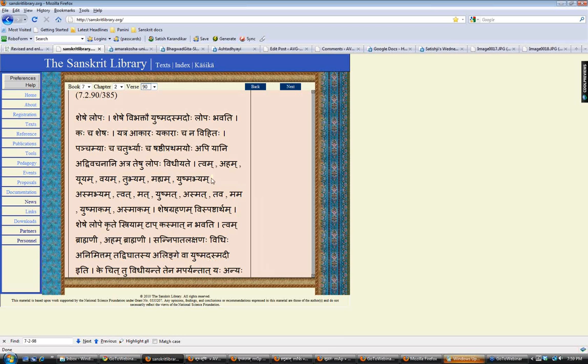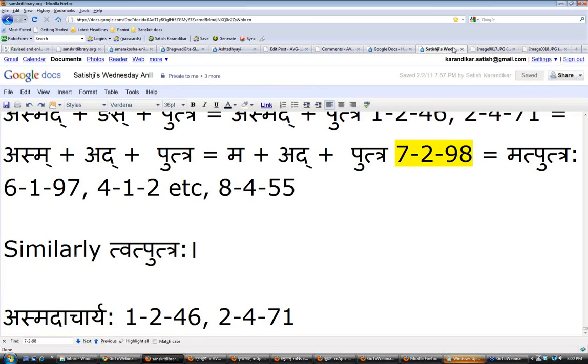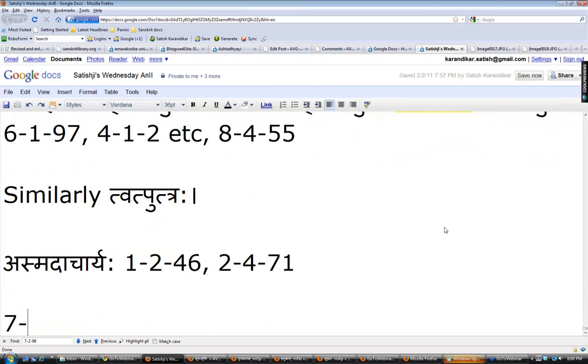But this is a sutram, Sheshe Lopaha. Sheshe Bhaktau Yushmat Asmadoho Lopa Bhavati. So this is different. Twatmat, etc. These forms come by 7290. So 7290 is causing the Lopaha of that Vibhakti also. So 7290 is being used to derive the Panchami forms, and that is doing Lopa.